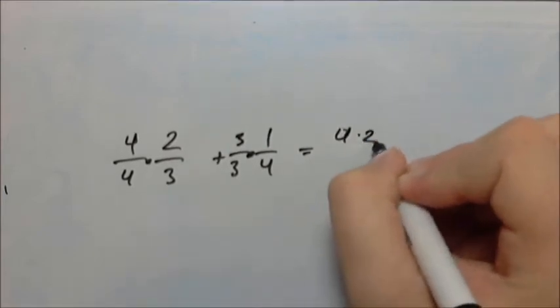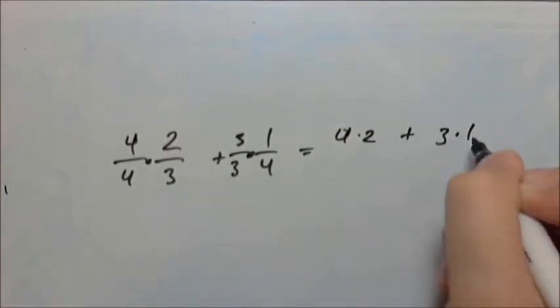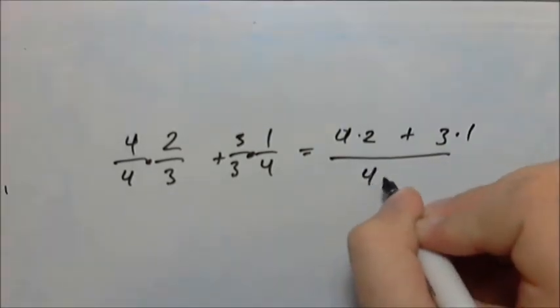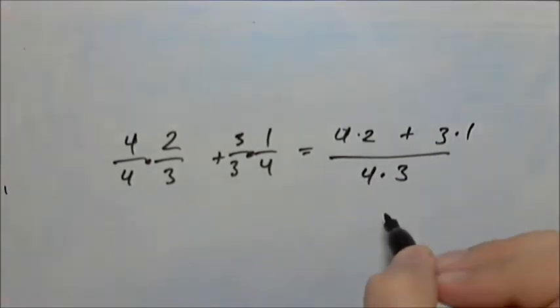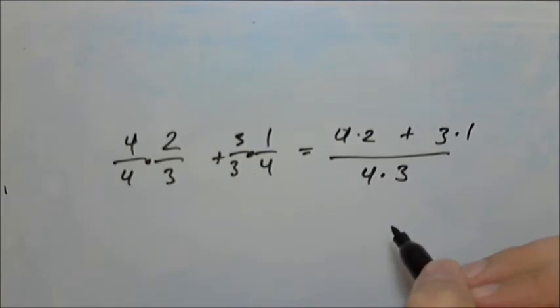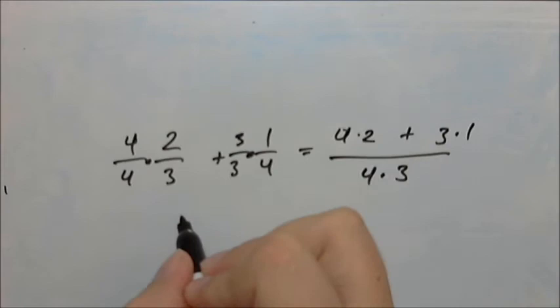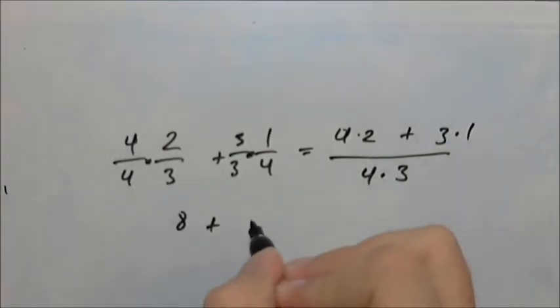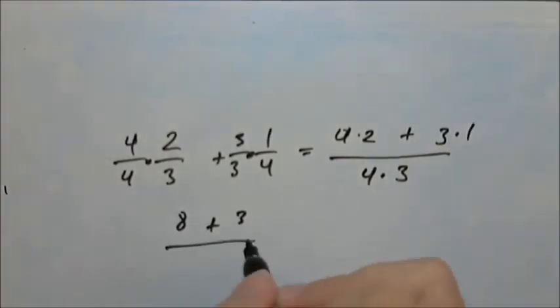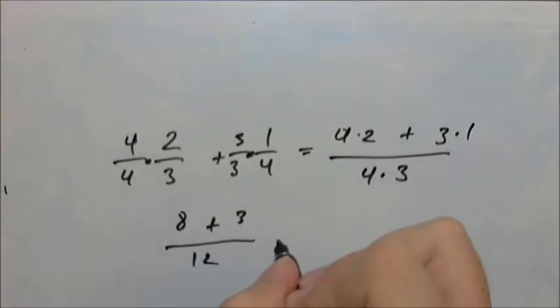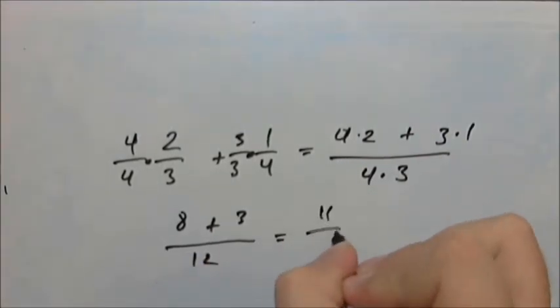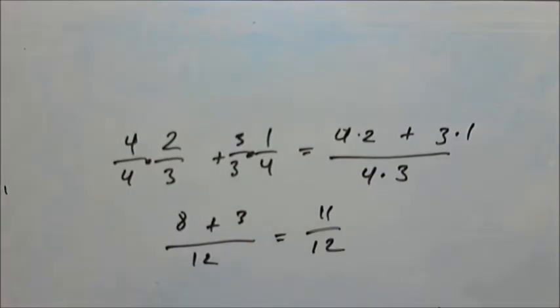Now we've got 4 times 2 plus 3 times 1 all over 4 times 3. So again, we're not doing any computation at this point. We're just reorganizing the problem, making it simpler. So now we've got 4 times 2 is 8, plus 3 times 1 is 3, divided by 4 times 3 is 12. 8 plus 3 is 11. And that's all over 12. So what we're doing is we're just showing that we're not prematurely combining values. And this is very important when we get to the next step.